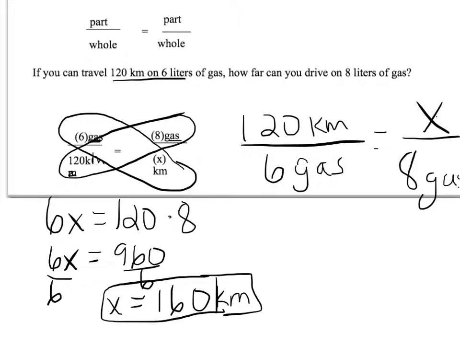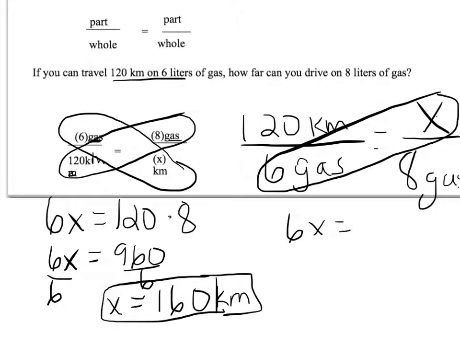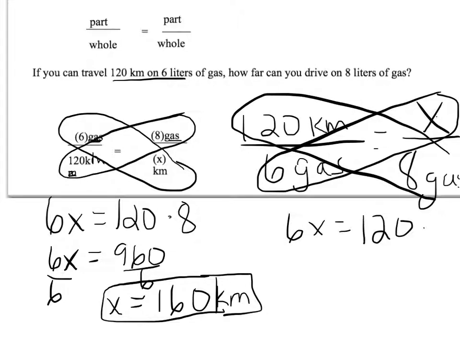Okay, let's check to see if this one works as well. So when I cross multiply over here, I get 6x. And I'm going to get the same thing here, 120 times 8. Okay, so as long as you have the same thing on the numerator in both and the same thing on the denominator in both, you're okay.